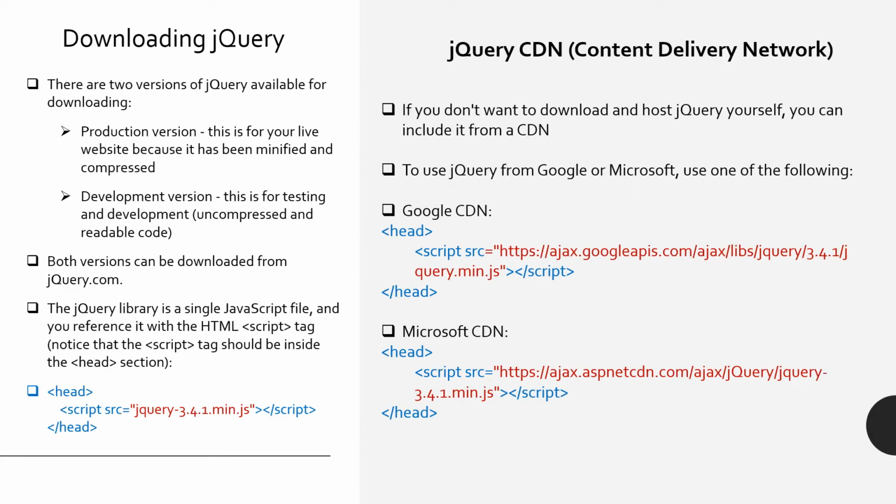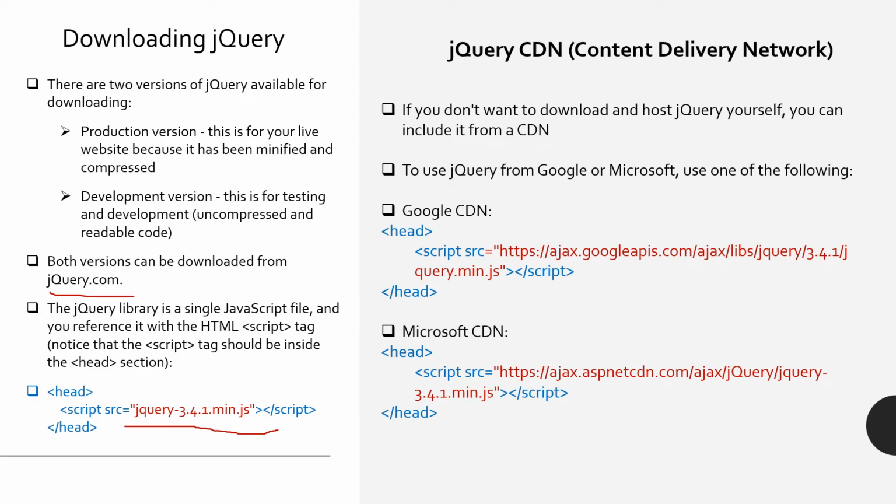Now we are going to discuss how we can include jQuery in our script. There are two different ways. One possible way is we can download the files from the jQuery website, that is jQuery.com, and keep them in our script by specifying the corresponding path like this. That is one possible way.